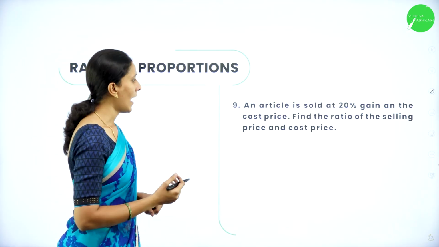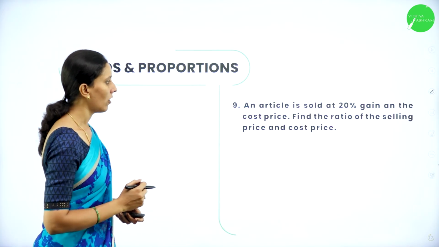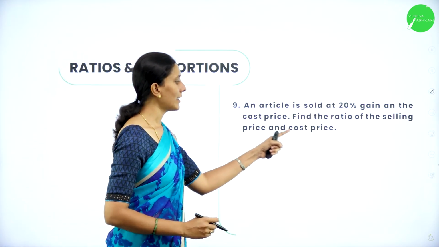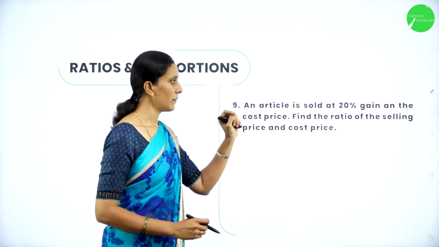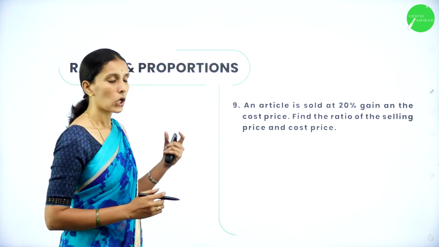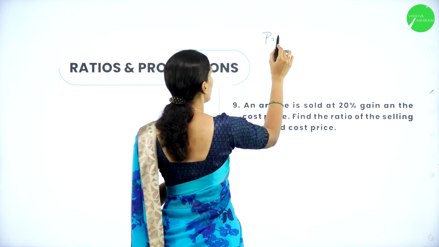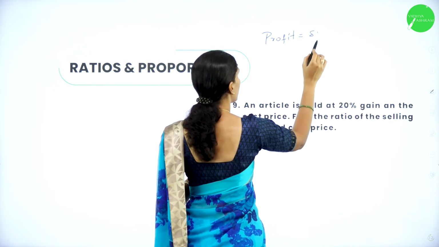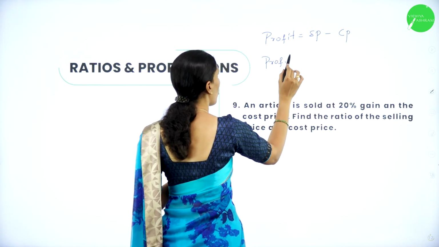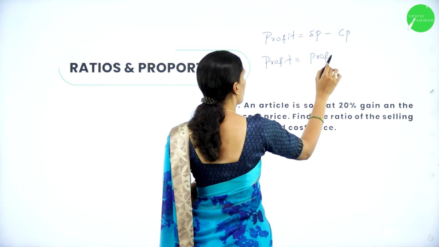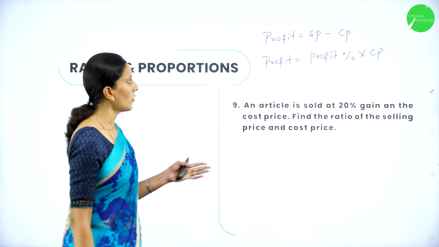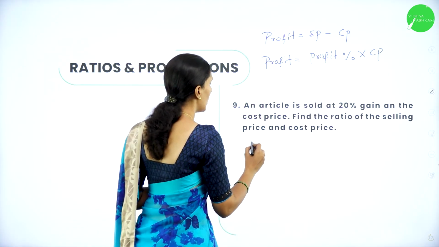So next question. An article is sold at 20% gain on the cost price. Find the ratio of the selling price and cost price. So I don't know the value of cost price as well as selling price, but they have given that it is sold for 20% profit on the cost price. We know that profit is selling price minus cost price, and profit is equal to profit percentage into cost price.